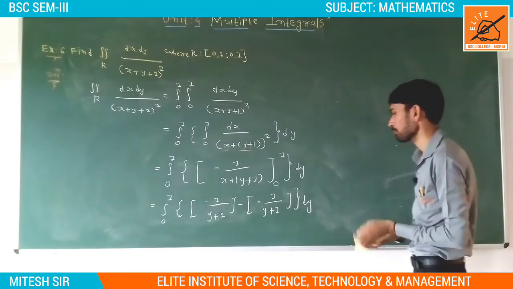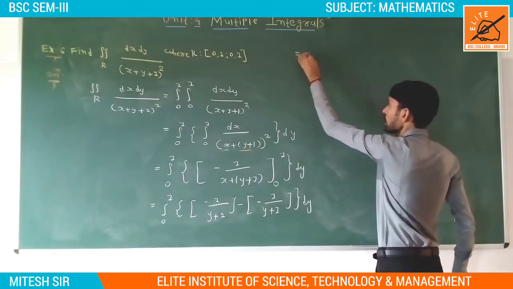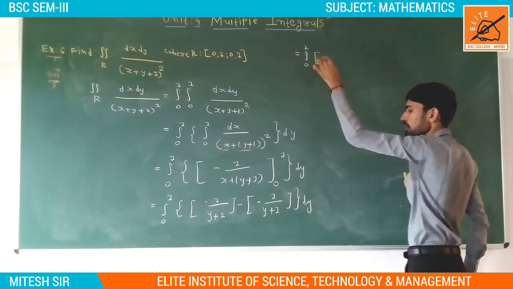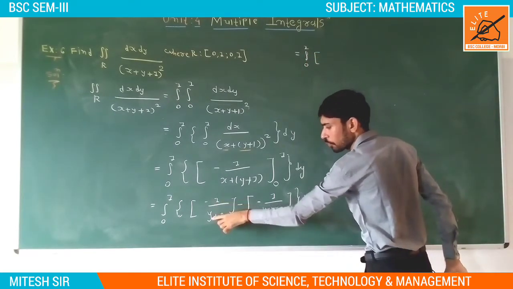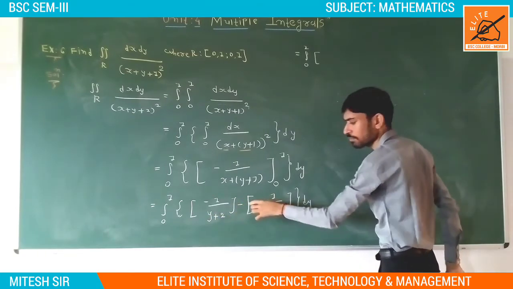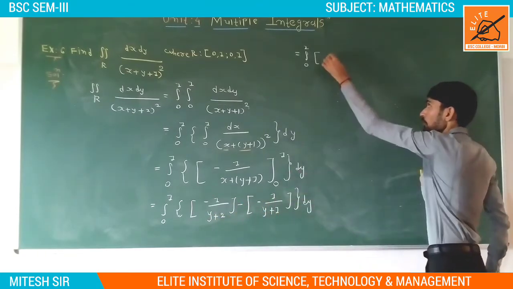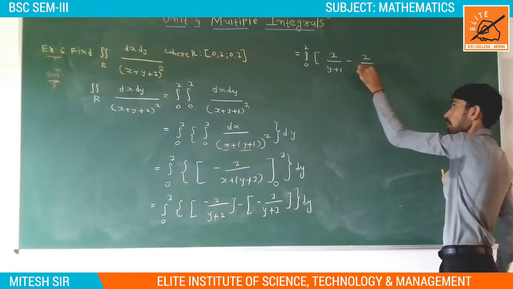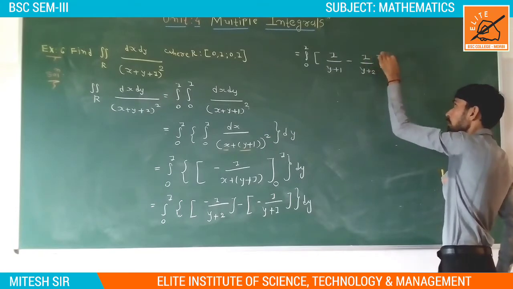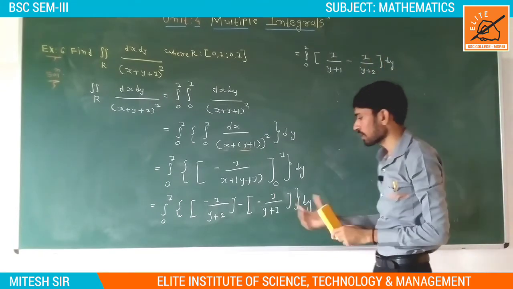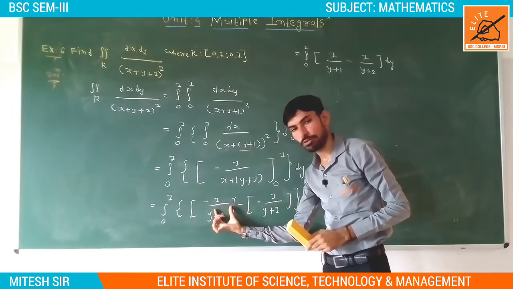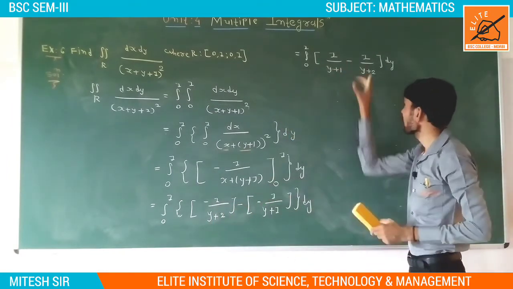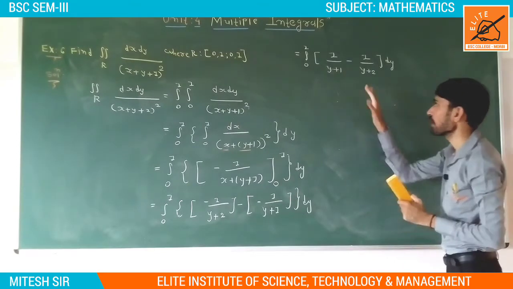Now just simplify this. So it is equal to integration 0 to 1. Whatever remains of the function is minus 1 upon y plus 2, and this term becomes minus minus plus. So we write the positive term first: 1 upon y plus 1 minus 1 upon y plus 2 dy. Our second term becomes positive and the first term becomes negative. So we get the function 1 upon y plus 1 minus 1 upon y plus 2. So it's a very easy integration.